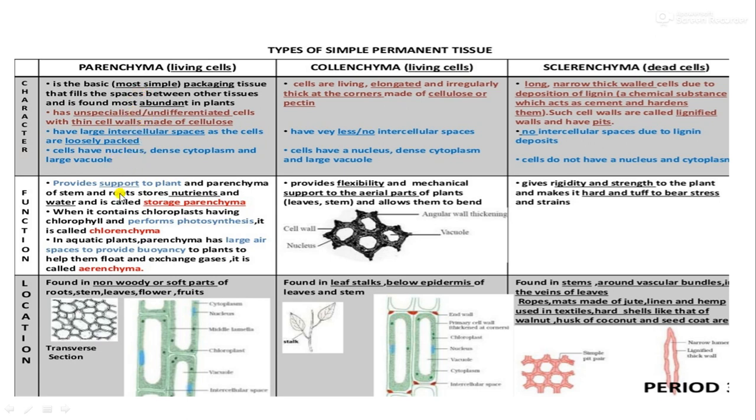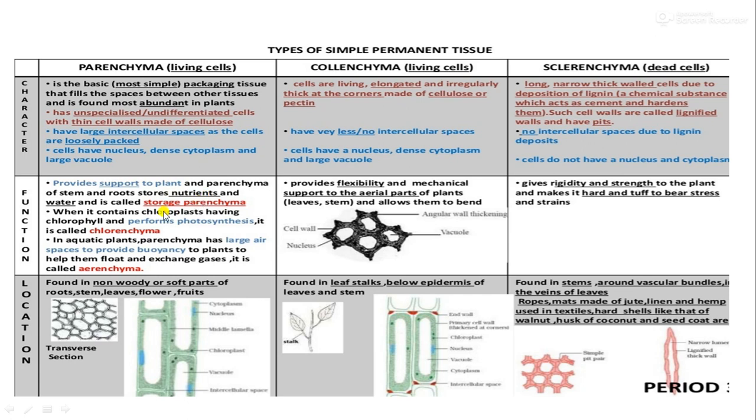Now let us go to the function of the parenchyma. All simple tissues are supporting tissues, so these provide support to the plant. The parenchyma of stem and root stores nutrients and water, and when storing nutrients they are called storage parenchyma. So parenchyma acts as supporting tissue, giving support to the plant, and acts as storage parenchyma. It stores water as well as nutrients.